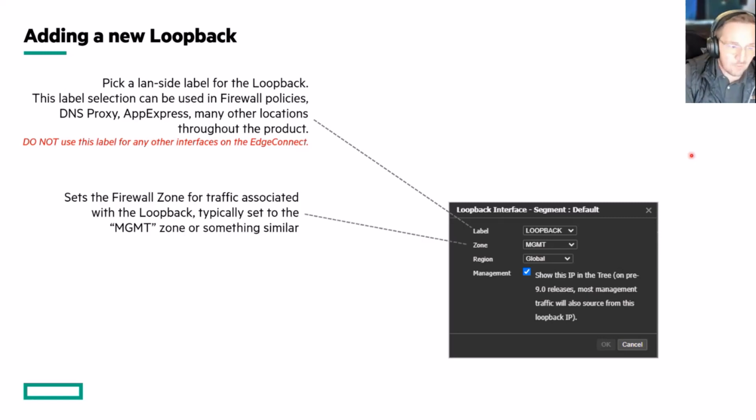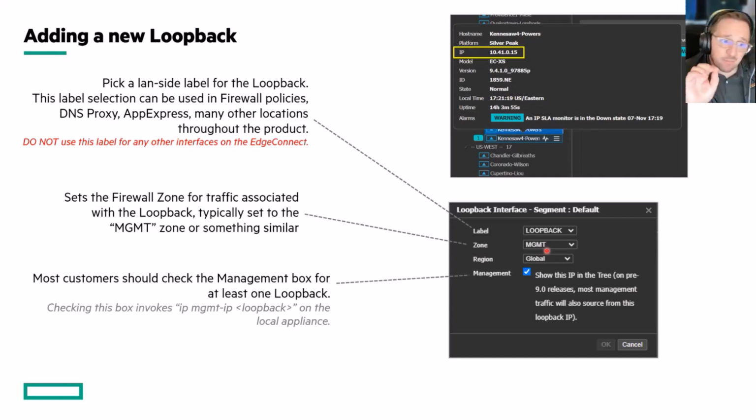Assign a zone to the label. This is going to be the source zone for all the traffic that the Edge Connect needs to send from the label. It's a very important zone. Typically, you want to create a zone called management or something similar, because this is where a lot of management traffic is going to be coming from. And you'll need to make sure you configure it such that the management zone can talk to whatever the Edge Connect needs to talk to. Traffic coming from the loopback is treated as a LAN side interface, so it's subjected to policy in the same way that other interfaces on the Edge Connect would be.